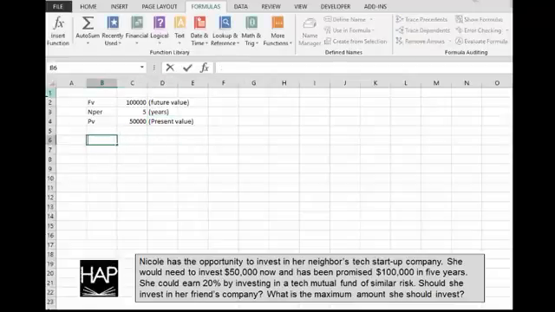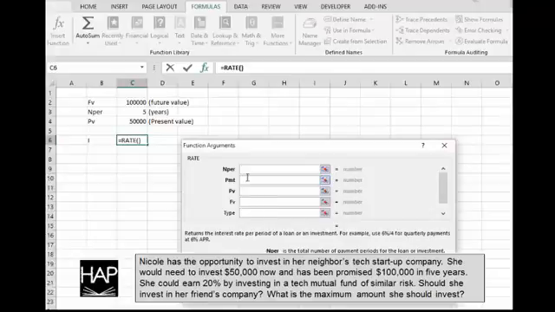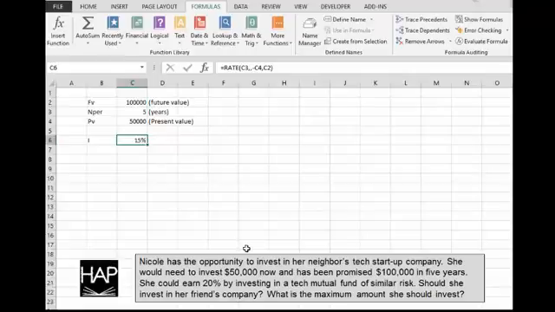Now, in order to solve for the rate, I can use the Excel rate function. And I can put in the number of periods, which is 5. The payments are going to be left blank because I'm not actually making any payments. The present value is a cash outflow of $50,000, so I'm going to put it as negative. The future value is $100,000, and we obtain a rate of 15%. Since the rate of return on my neighbor's investment is only 15%, and that's less than the 20% rate of return that I would earn on a mutual bond of similar risk, then I think I'm probably better off investing in the mutual fund instead of investing in my neighbor's company.